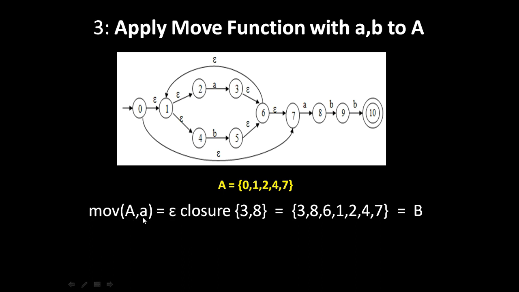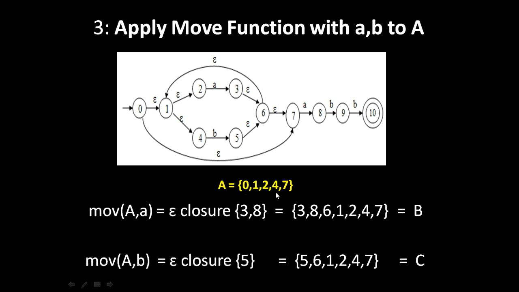So I repeat this for b. From this state I want to find the states using input symbol b. From 0 there is no b, so I ignore it. From 1 there is no b. From 2 there is no b. From 4 there is a b, reaching state 5, so I include 5. From 7 there is no b. So there is only one value, which is 5.